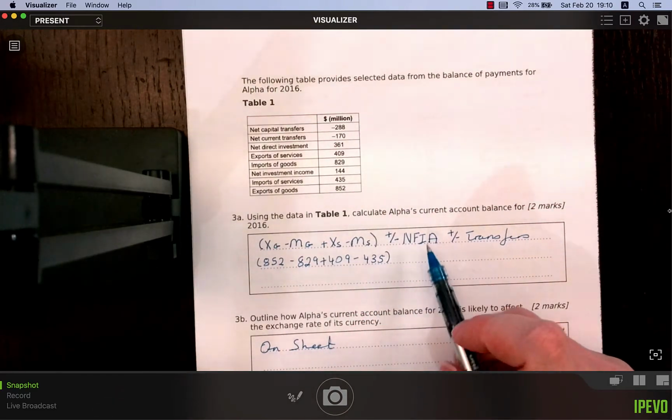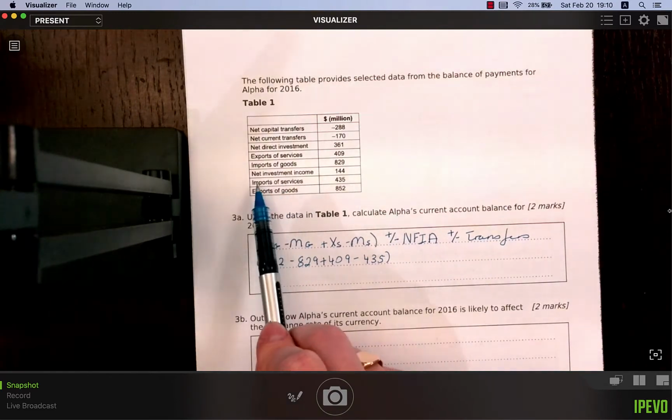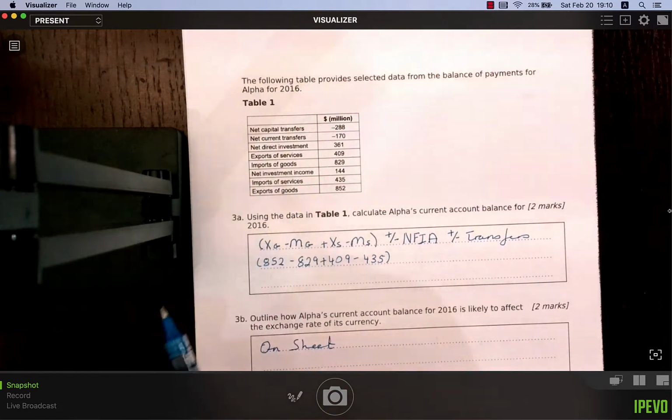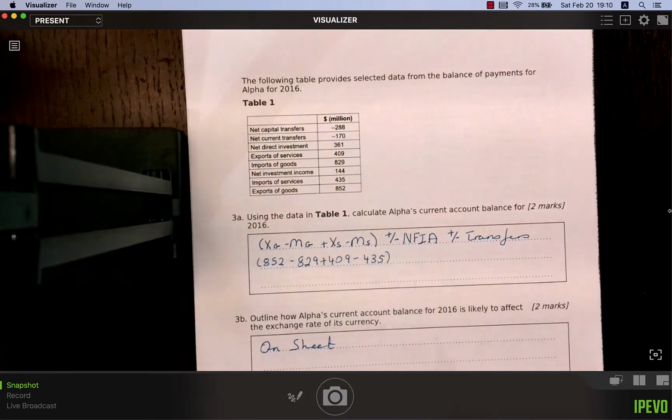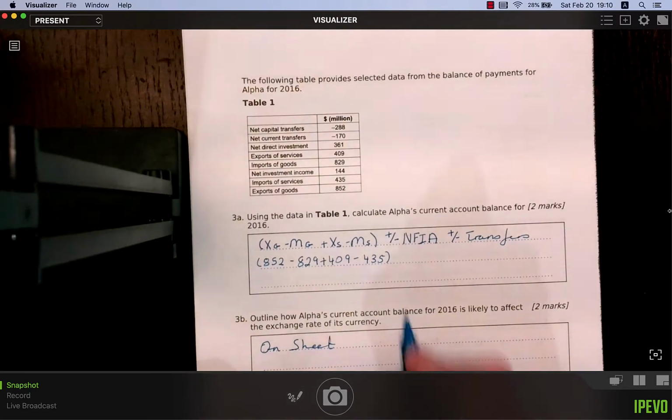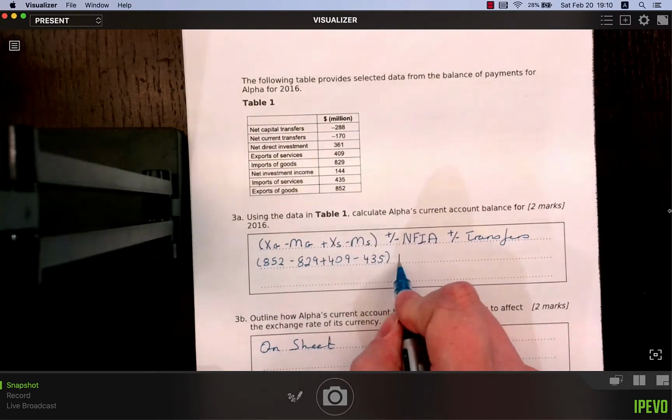And this is the thing that I want you to see here, guys. Net investment income. I don't like the name of it, but it can be referred to that because it's from foreign investments. The initial investment is part of the financial account, but any income that we receive as a result of those injections is a current income. It happens every year. So that's net investment income. This is a plus because it's positive, so I'm going to write plus 144.